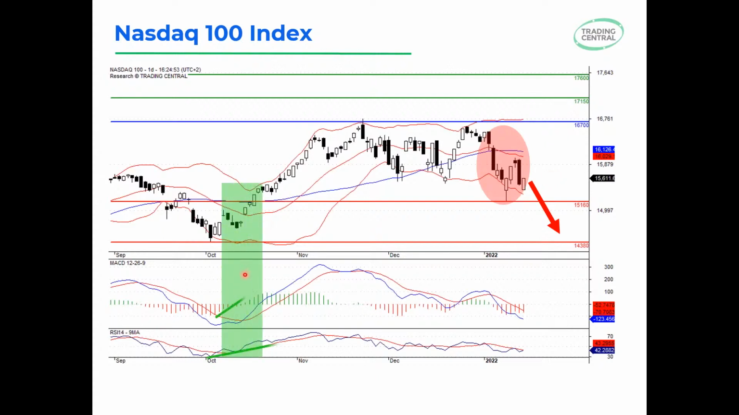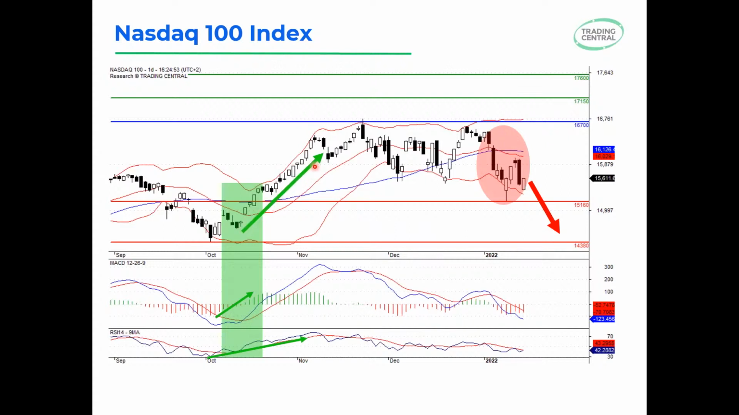Back in October, we see that. Can you see that? The MACD turns from red to green, it means turn from negative to positive, good sign. And also at the same time, we have the RSI rising. Okay, double good signs. And then what happened? The index jumped.